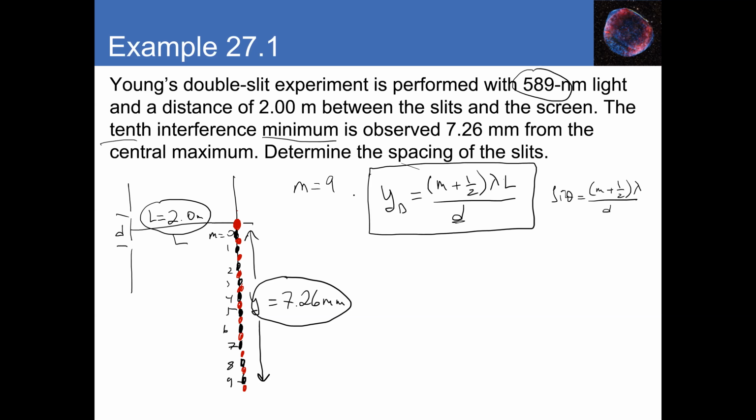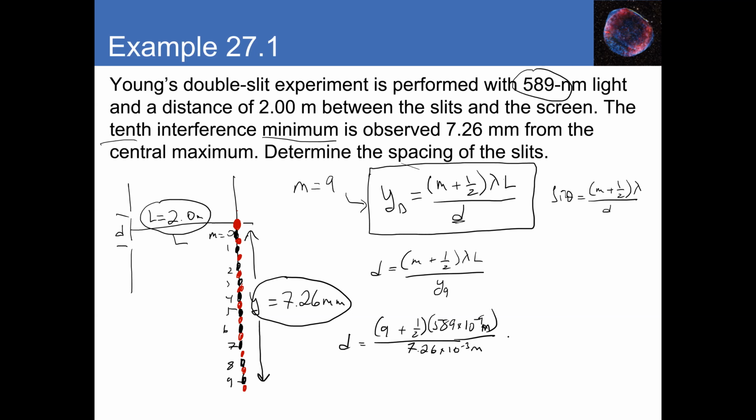That means everything can be plugged into this equation and then solve for D, because you can see D is equal to (m plus 1/2) times lambda times L, divided by y of the 9th order. From here, I can just plug in and calculate this D. So it's 9 plus 1/2, times 589 times 10 to the negative 9 meters, divided by the 7.26 times 10 to the negative 3 meters, because I have to have everything in the same unit, meters and things like that.